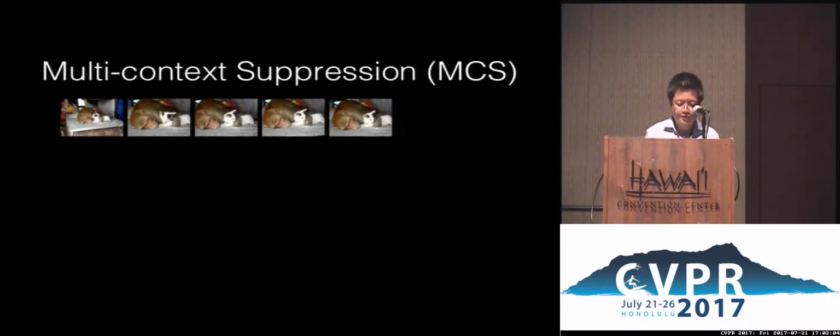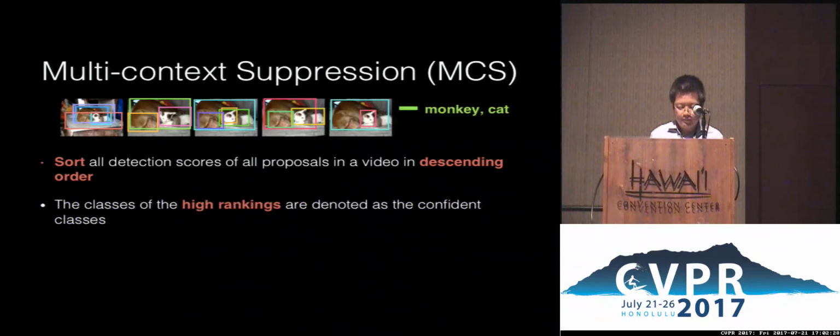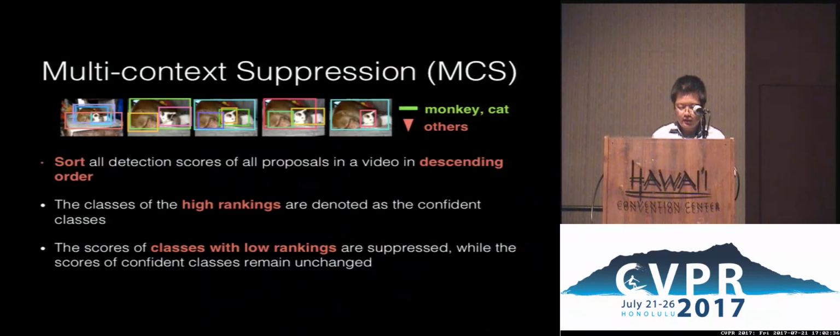Let's see how we make use of the multi-context suppression. If we do detection at every frame, all these region proposals have detection classification scores. We sort all these detection scores of all the proposals in the video in descending order, and the classes with high ranking we denote as the confident classes, and the classes with low ranking scores we further suppress to reduce false alarms. So basically, we make use of the class information from the whole video, and we guess which classes are dominant in this video. We further improve their scores, and for the others, which may be false alarms, we suppress their scores.